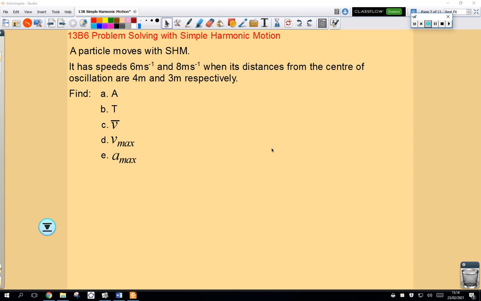Okay, so in this class I want to look at some problem solving with simple harmonic motion. And remember all our definitions for simple harmonic motion. I've just put a question straight up here. It's taken from our textbook.